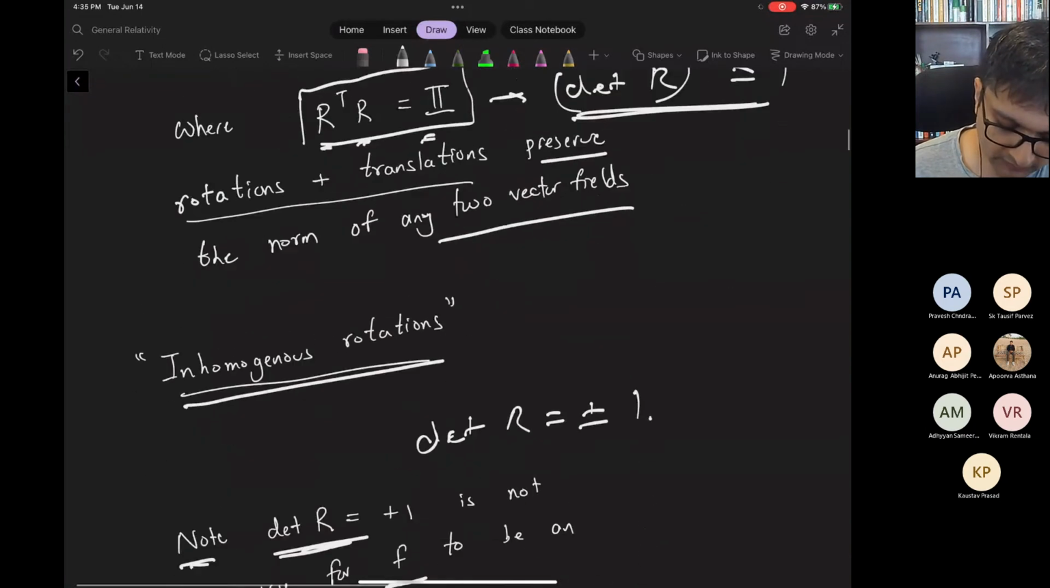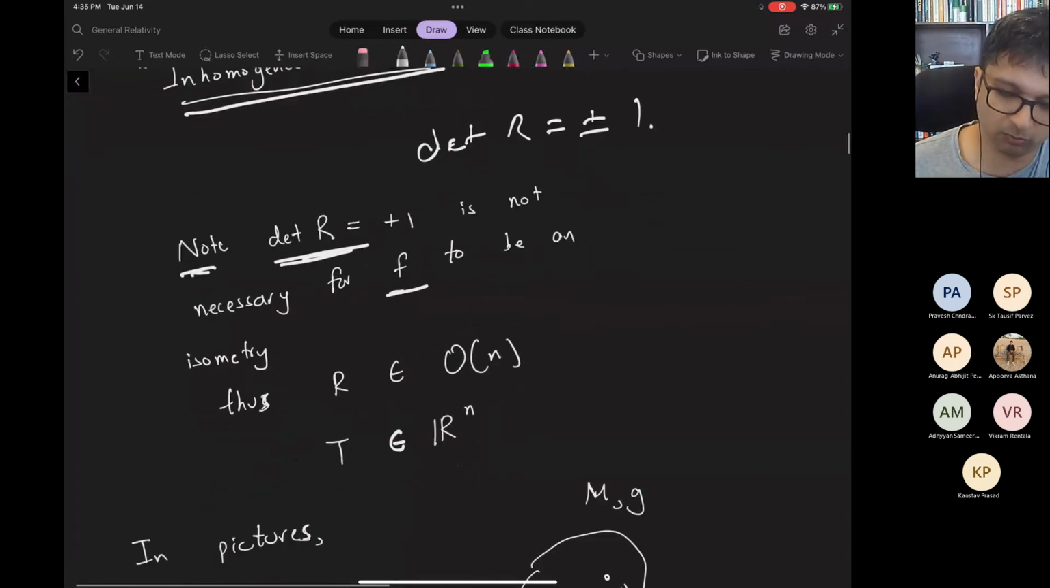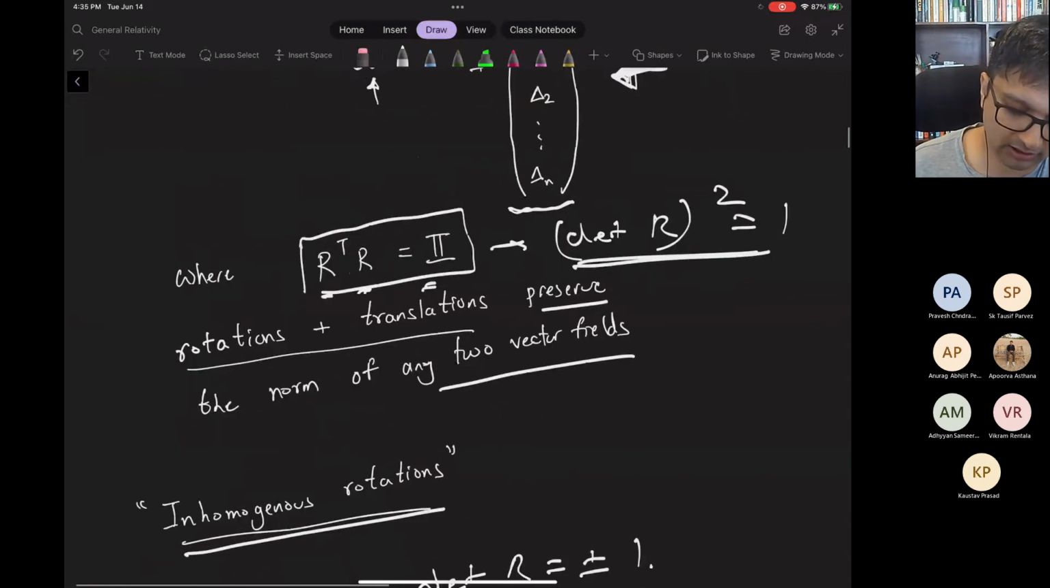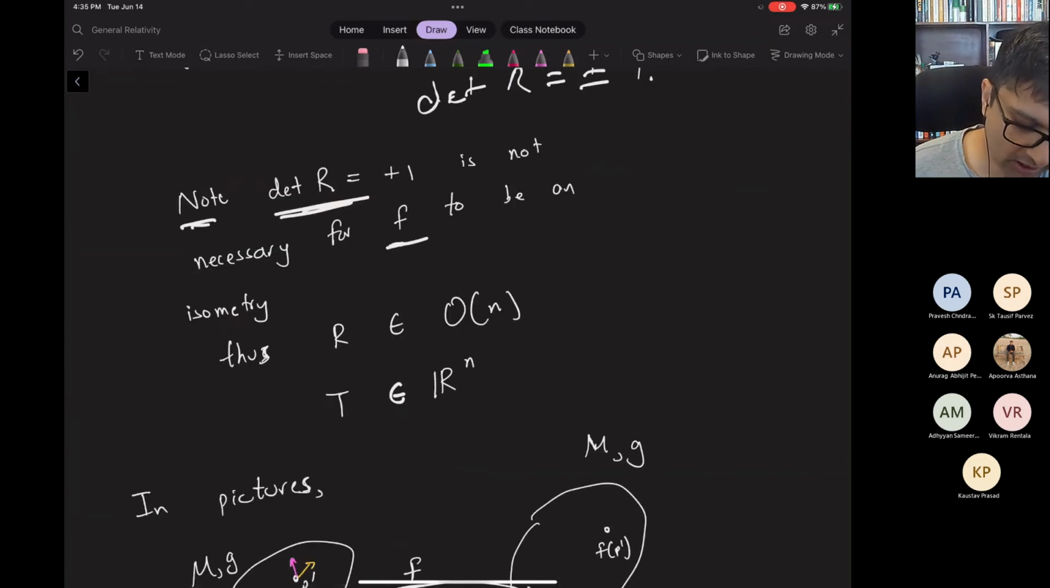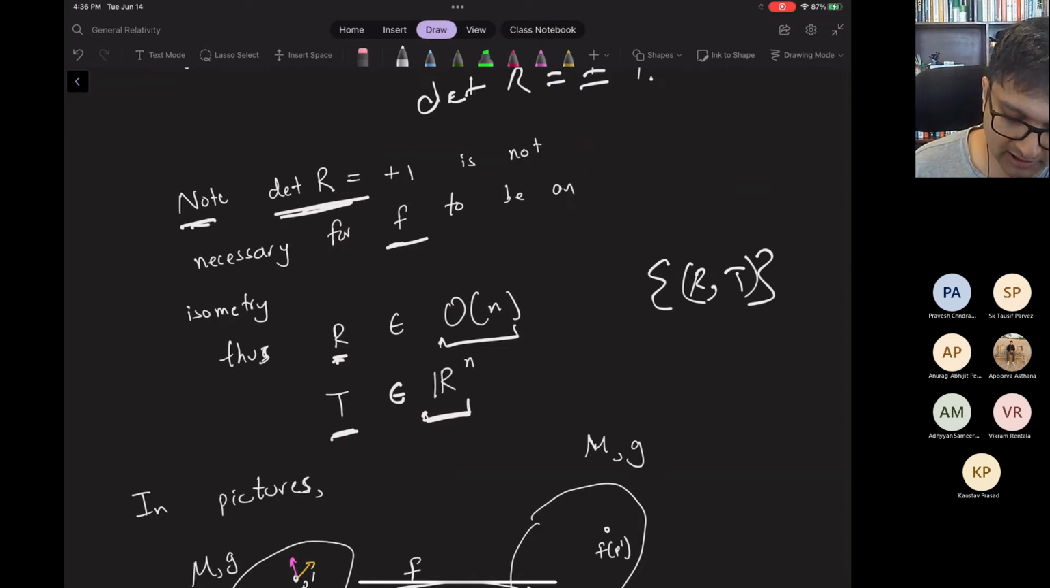And all kinds of operations, whether with parity or without parity, those are all valid isometries. So R belongs to the set of matrices O(n), that is orthogonal matrices of rank n, and T belongs to the set of column vectors of R^n. The set of R and T together define the transformation, and the set of all possible R's and T's defines for me the group of isometries associated with the Euclidean metric. And this group is called E(n).